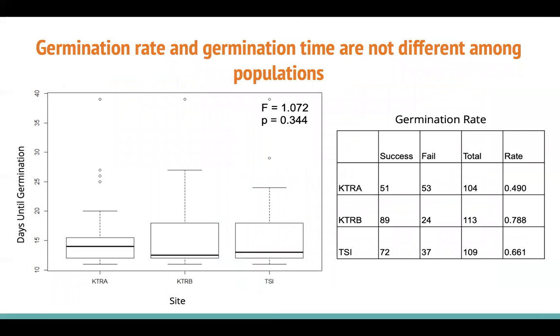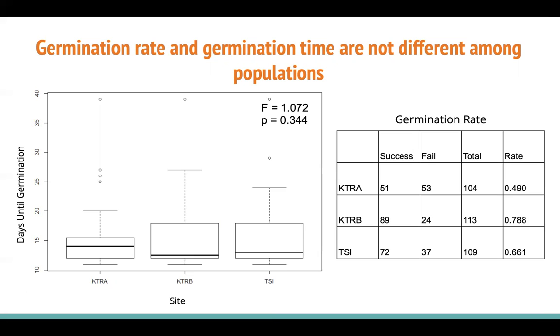So what did we see with our greenhouse experiment? These are the results of our common greenhouse experiment. So from the collected data, we calculated the rate of germination as seen in the table on the right. The table indicates that the germination rate observed in our study was greater in KTRB compared to that of other populations. This is of unknown significance.